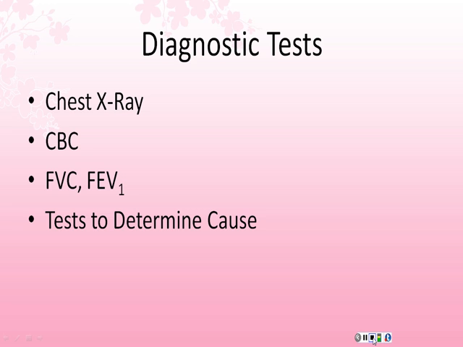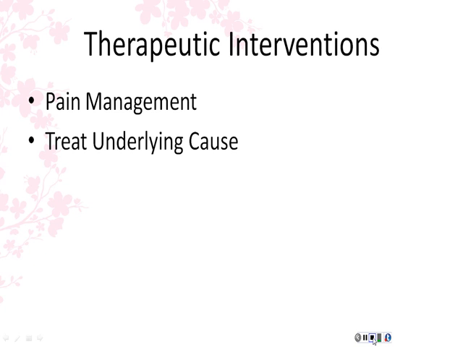So diagnostic tests, chest x-ray, CBC, they can also do forced vital capacity testing, which is the total amount of air exhaled during the forced expiratory volume test. So these values would be lower in persons that have asthma or COPD. And then they also want to do tests to determine what the underlying cause of the problem is. So therapeutic interventions, NSAIDs and opioids are given for pain and to facilitate coughing and deep breathing to prevent complications. And then again, whatever the underlying cause is, they'll go in and treat that as well.